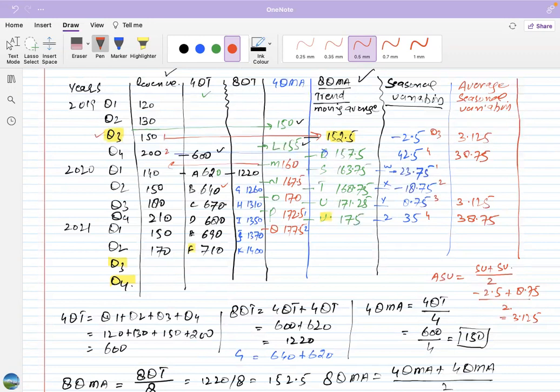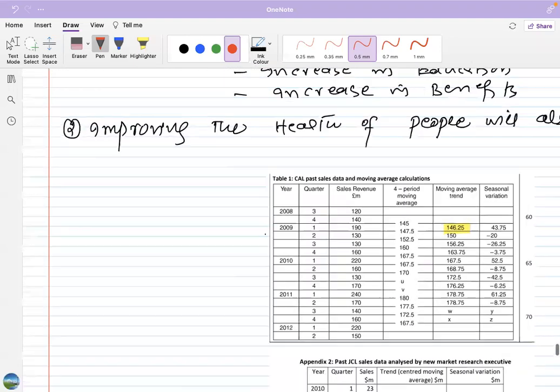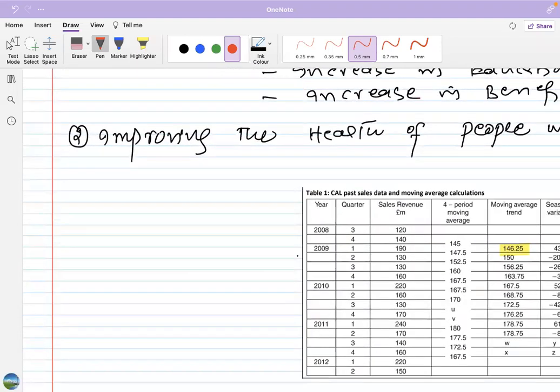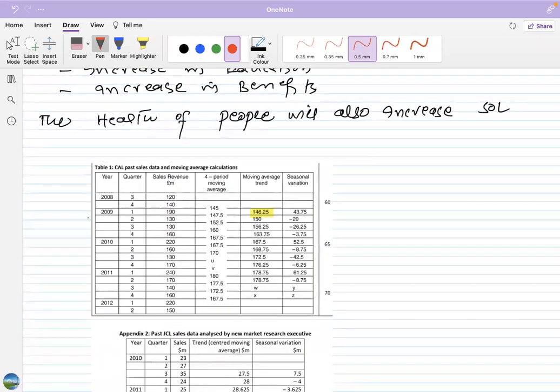And usually the values are missing and we have to calculate them. Let's move to a question and try to understand it further. Here is a question in front of us. We look at that. The examiner has asked us to calculate the values for U, V, W, X, Y, and Z, and we can calculate them simply. Let's try to find out how we can calculate those.